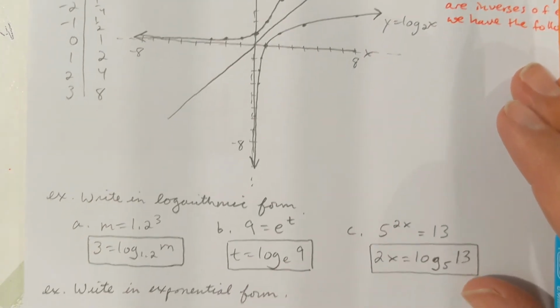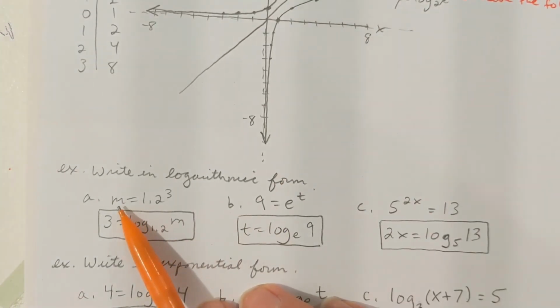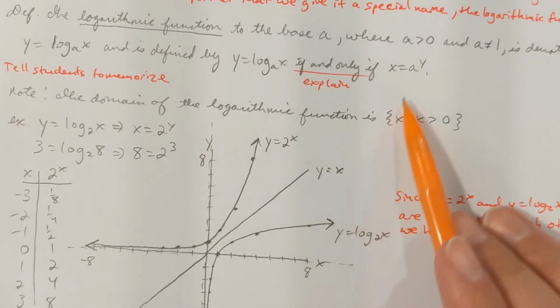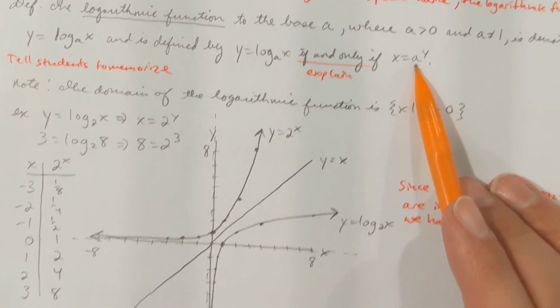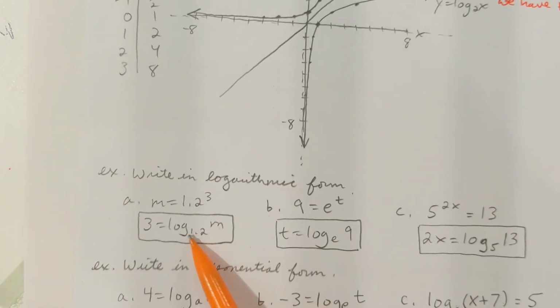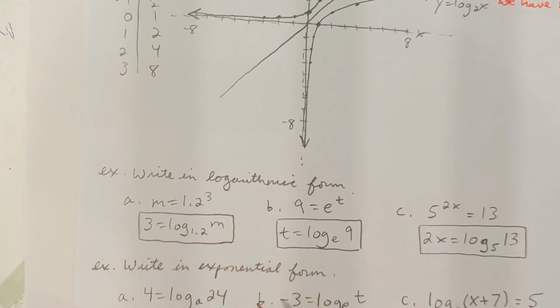So in this problem, it looks like m is my x value, so that'll be the input into the logarithm. 1.2 is the base, that'd be my a value, and 3 is the power, that's my y value. So 3 would be all alone on the logarithmic equation here. 3 is equal to log base 1.2 of m. Go ahead and circle that. That would be the equation, but now in logarithmic form.